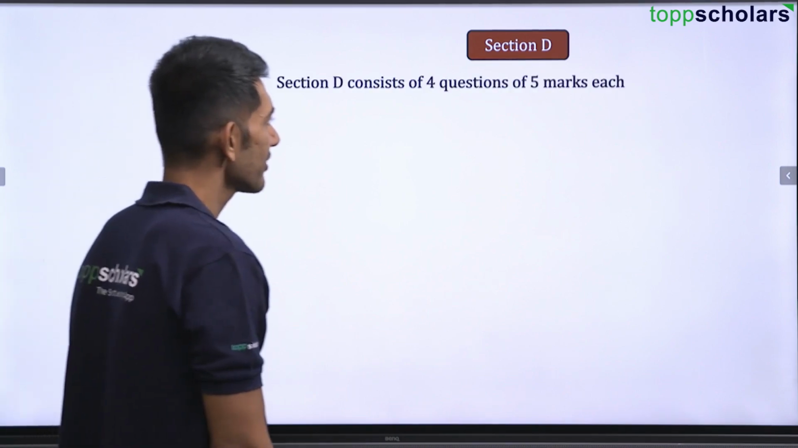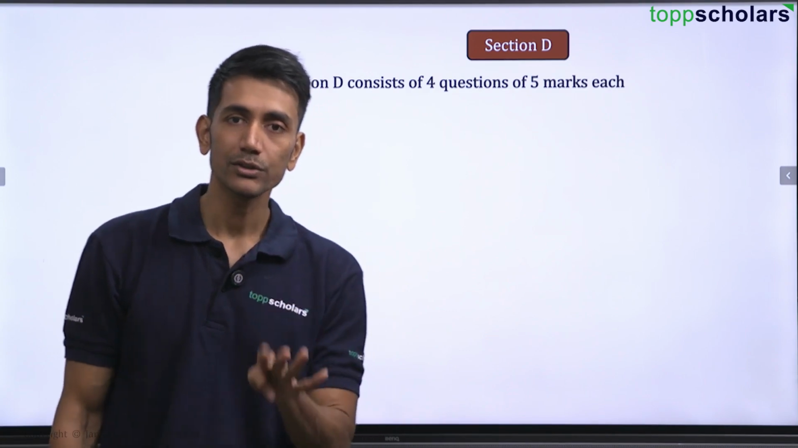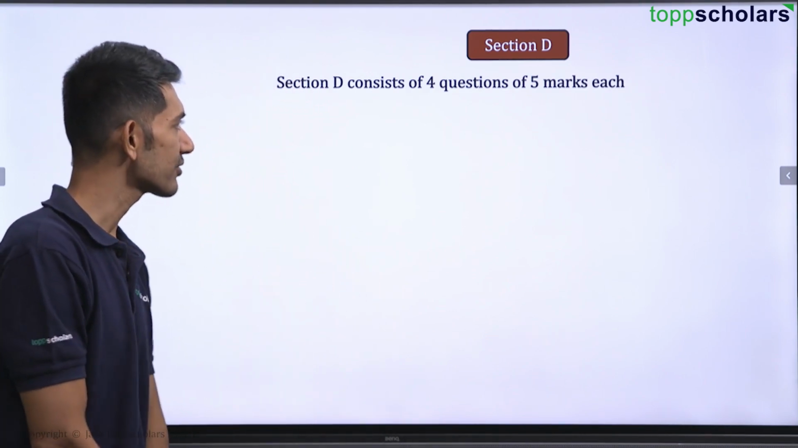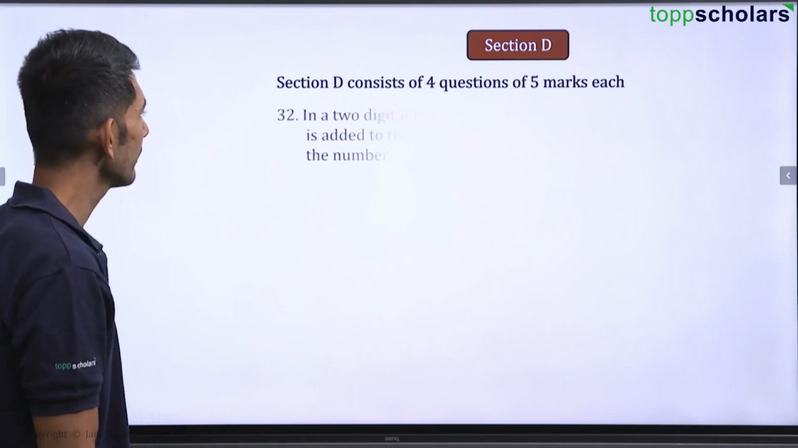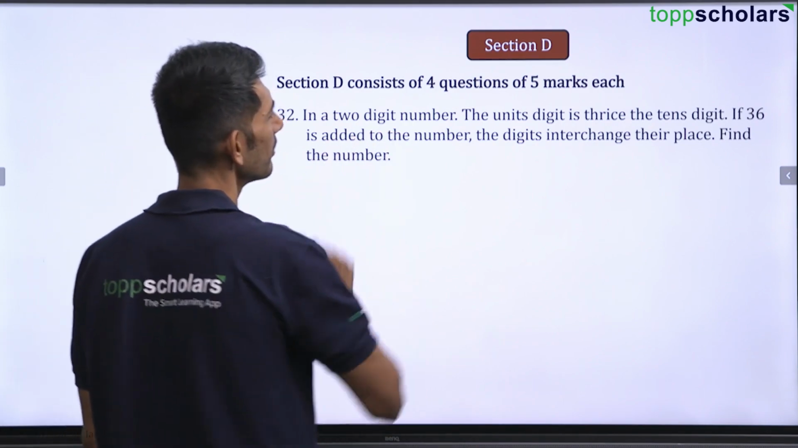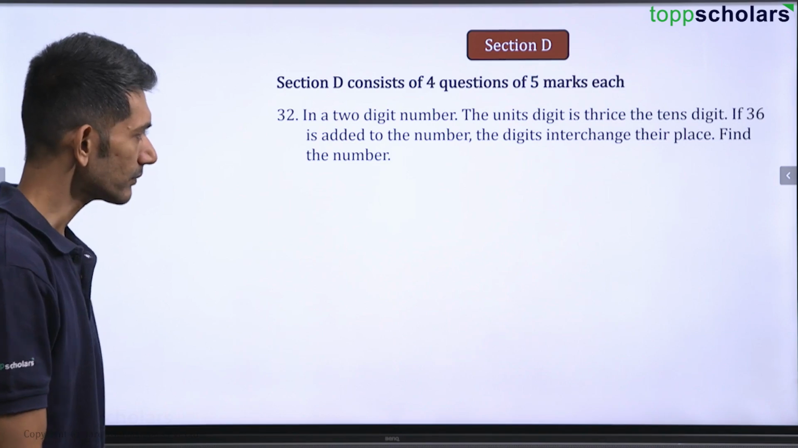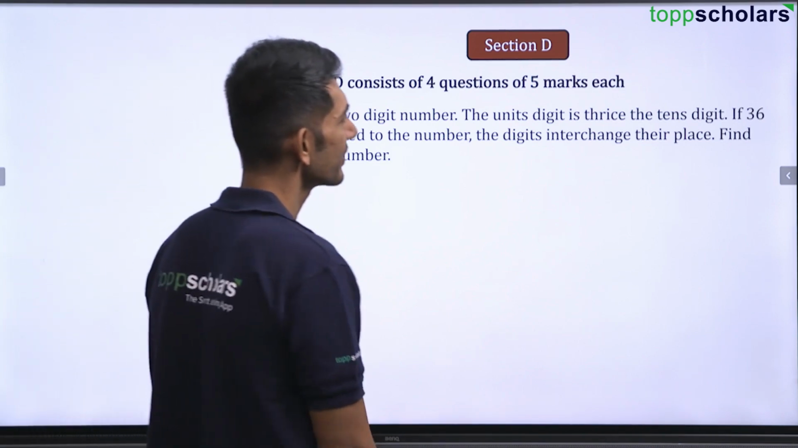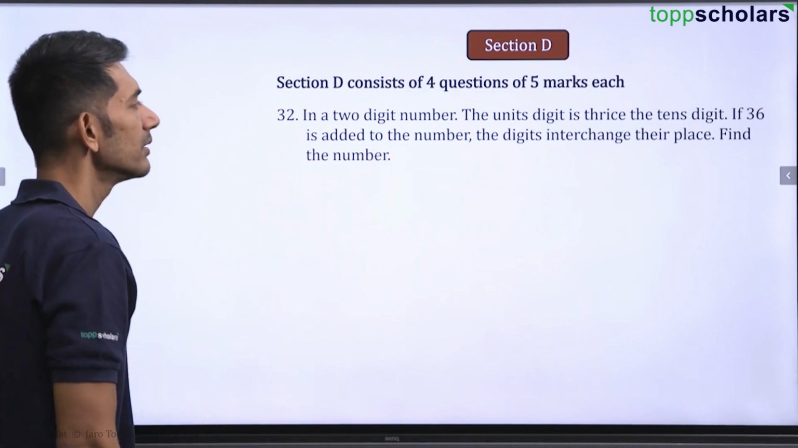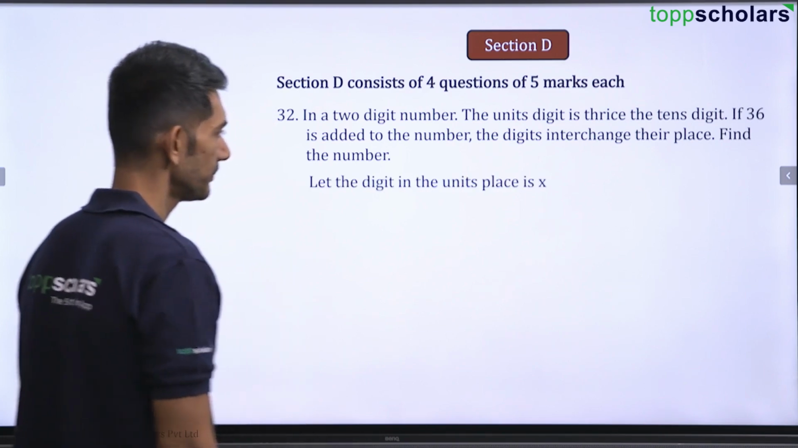Now let's move on to section D, one of the important sections, because there are going to be 4 questions of 5 marks each in this particular section. So let us see what is the first question. It says, in a 2-digit number, the units digit is thrice the tens digit. If 36 is added to the number, the digits interchange their places, find the number.